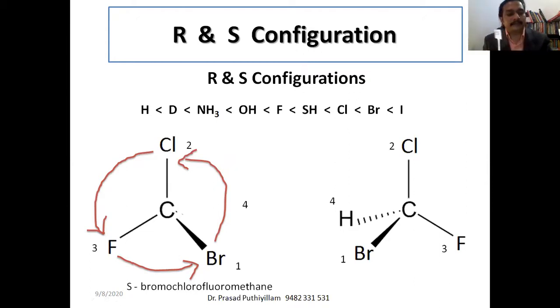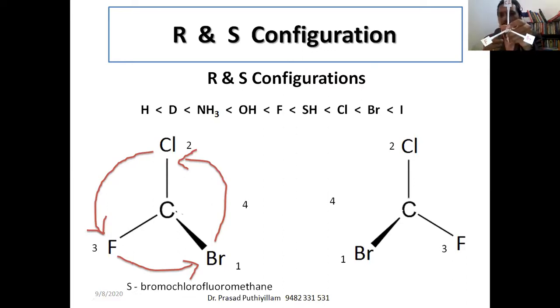Whereas the second structure has chlorine, bromine, fluorine. Here fluorine is towards the right side and bromine to the left side, and chlorine is at the top. And hydrogen is behind us, or behind you. Therefore, I'm hiding that hydrogen there. So this is the configuration.